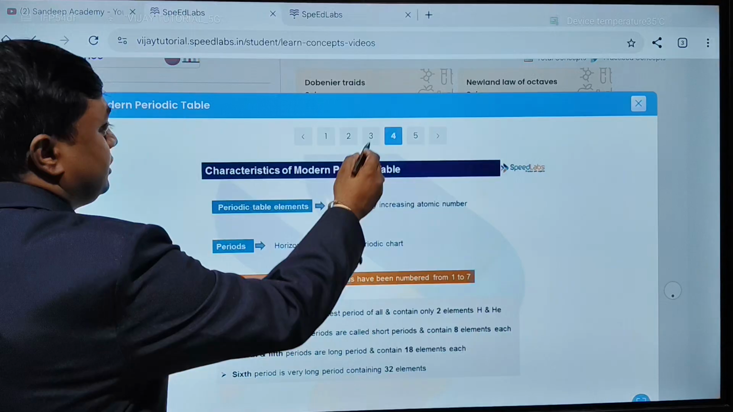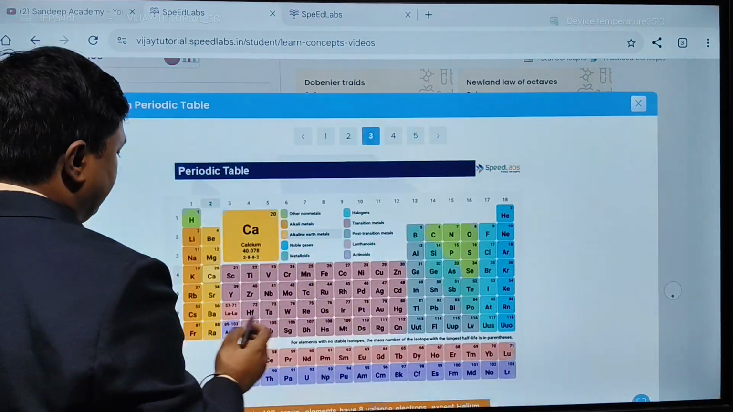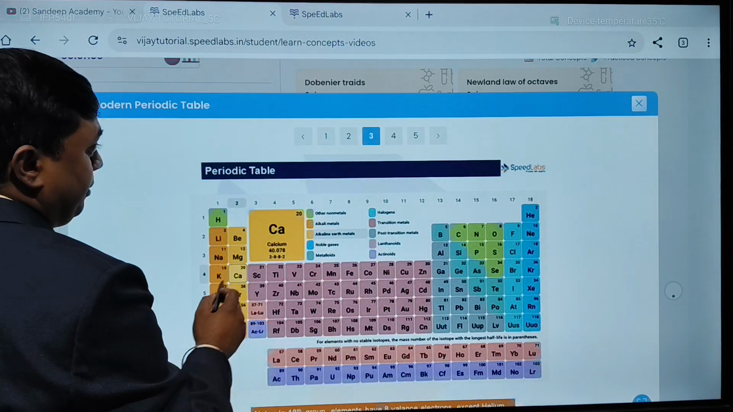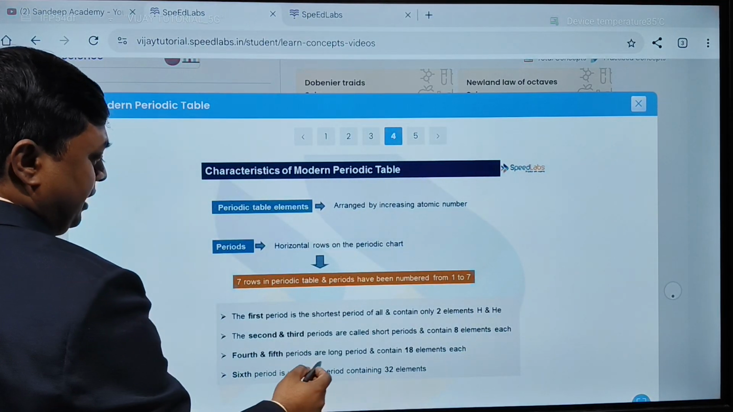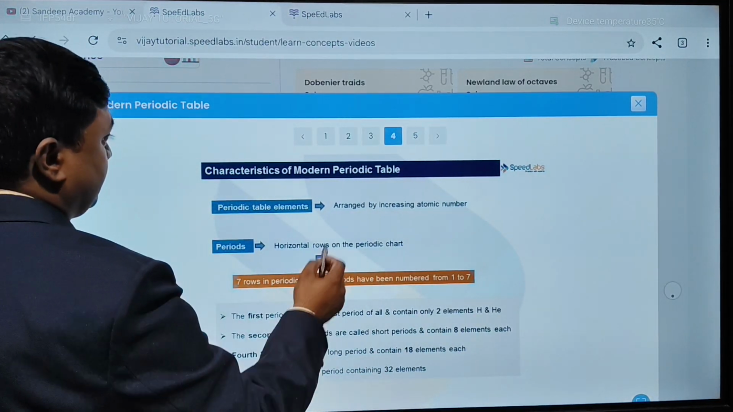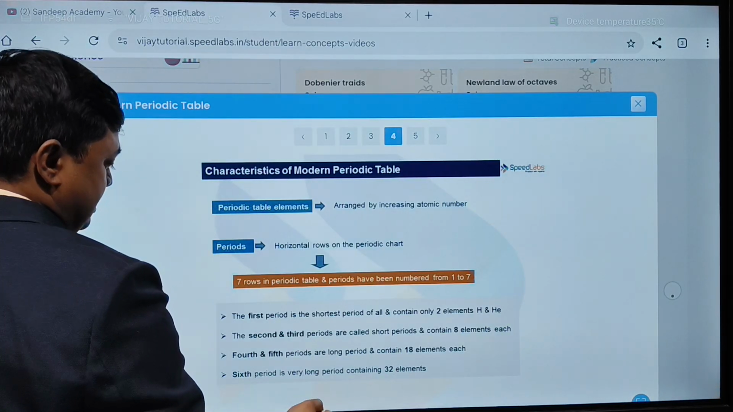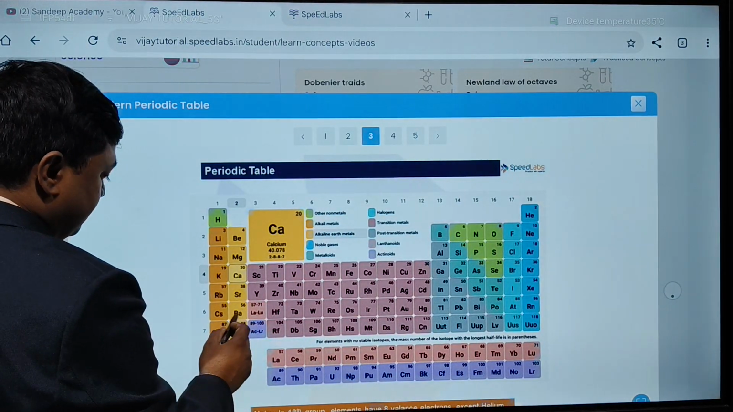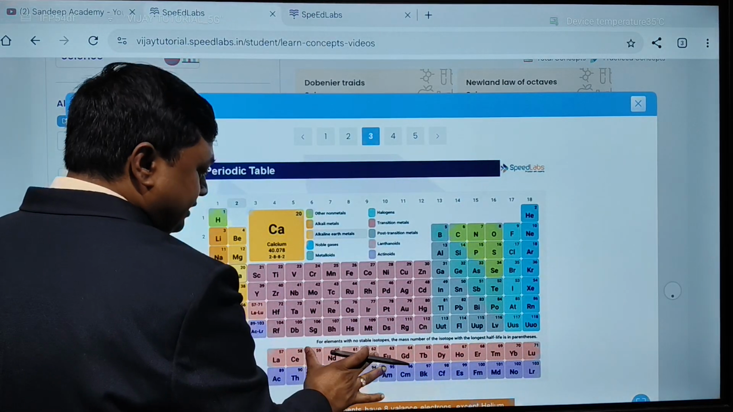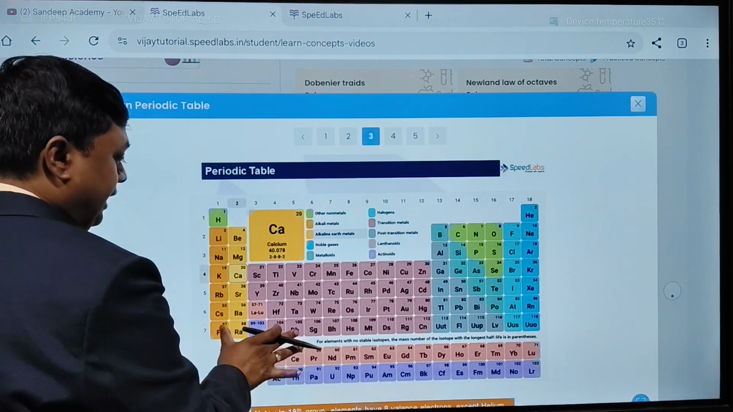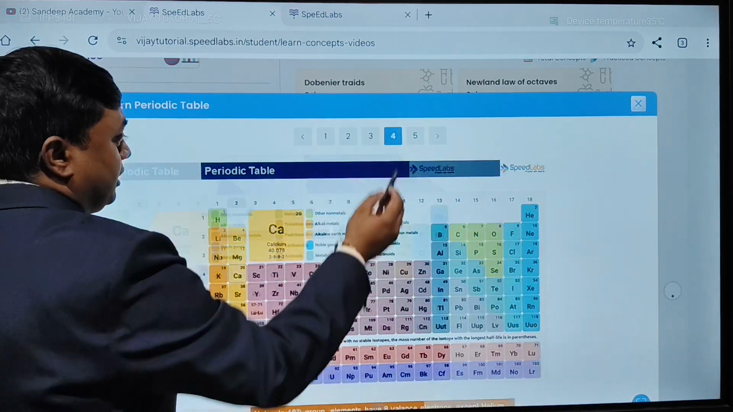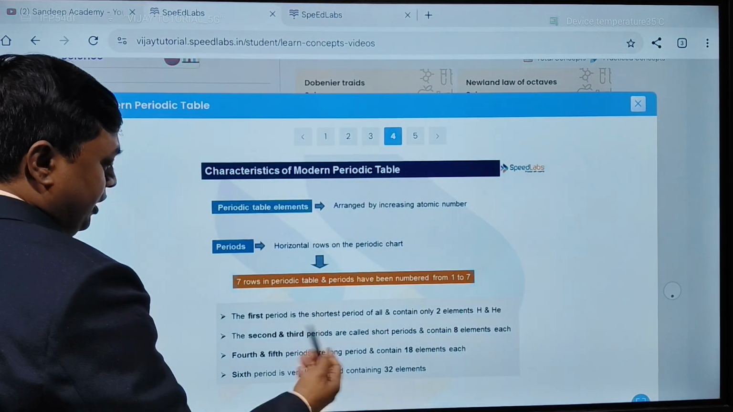Is it clear? So this is the fourth and fifth, you can remember: 1, 2, 3, 4, 5th. These are the long periods. How many elements do they contain? 18 elements, in the 4th and 5th. And the 6th and 7th actually contain 32 elements. How? See, in the 6th and 7th, 18 is on this side and 14 is here. 18 plus 14 is 32. Similarly, 18 is on this side and 14 is there. So 18 plus 14, 32 elements are there. So they are very long periods.